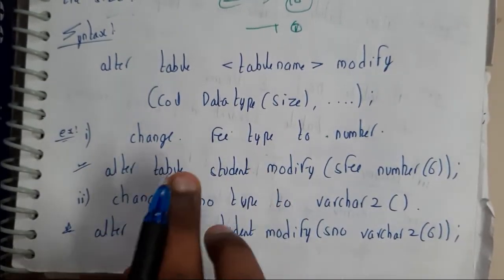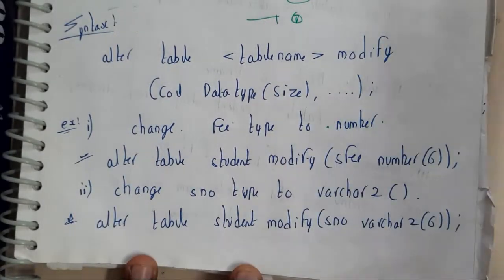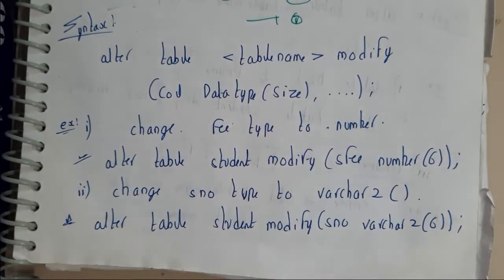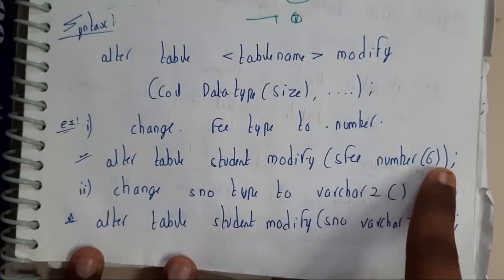So let us assume the given question is change fee type to number. So let us assume you unfortunately entered the varchar type for fees. Fees should be in numbers. It is not in terms of text. Fine. So alter table student, modify s fee number 6. So I hope everyone got a small idea on this.